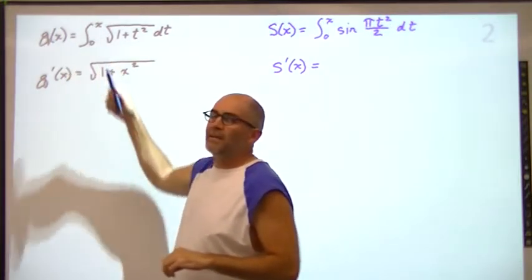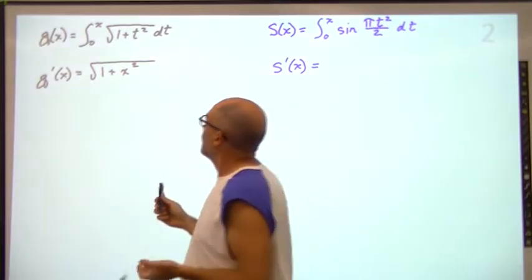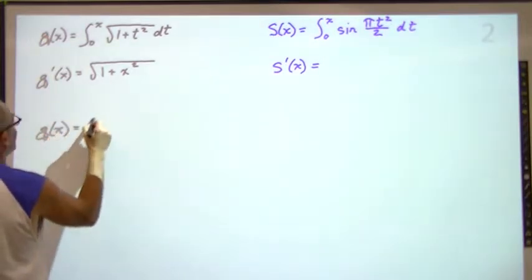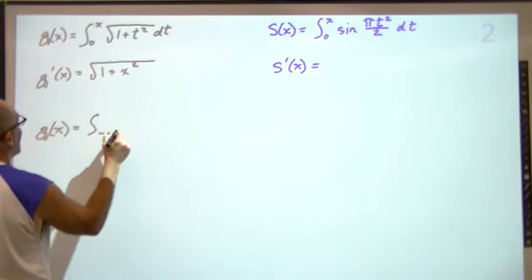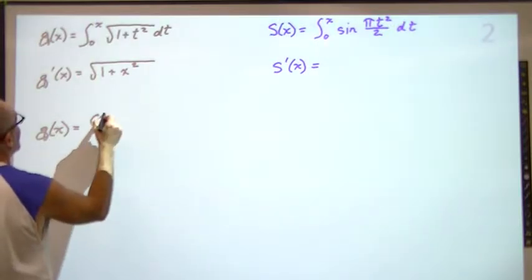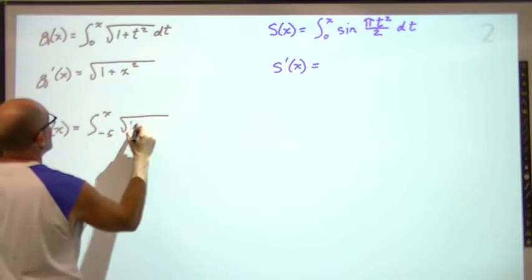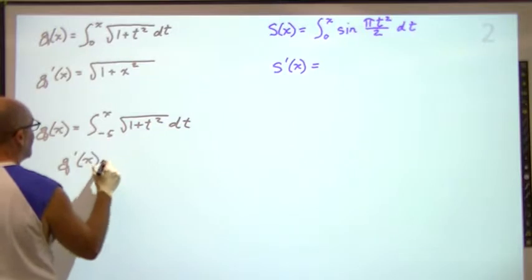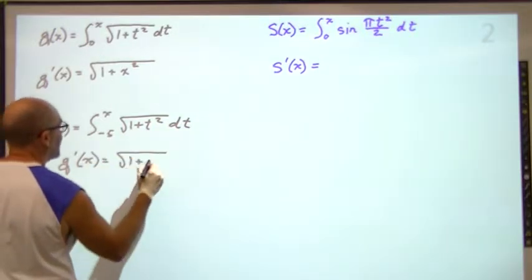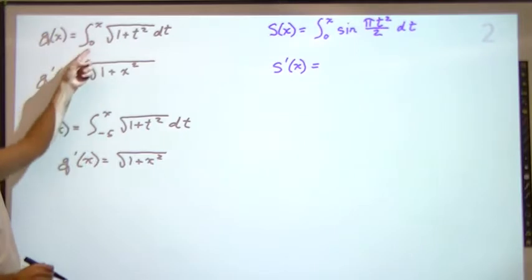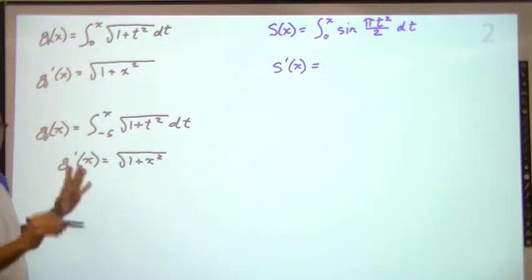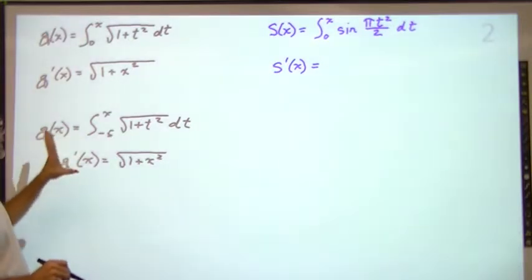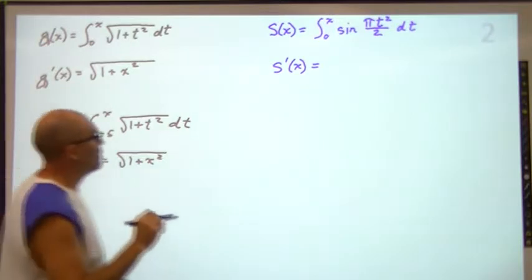Now the 0 doesn't matter. It could be any constant. So in other words, if I had g of x equals the integral from negative 5 to x of the square root of 1 plus t squared dt, now g prime of x equals the square root of 1 plus x squared. So notice the lower limit of integration doesn't matter as long as it's a constant. So that's it. Now let's try another example.